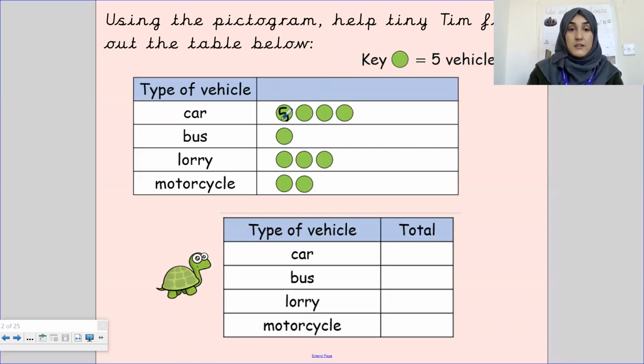Now, this equals 5. This equals 5. This equals 5. And this equals 5. That equals 5. That equals 5. That equals 5. And that one as well. And I know this because one green circle equals 5. Now, I can count in my 5s to count how many cars were seen. 5, 10, 15, 20. So the total number of cars seen were 20.